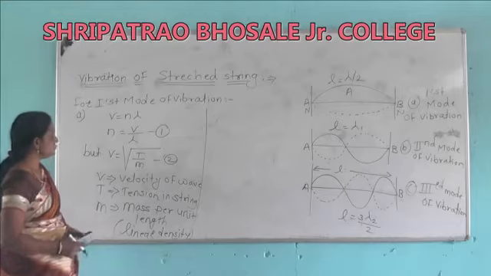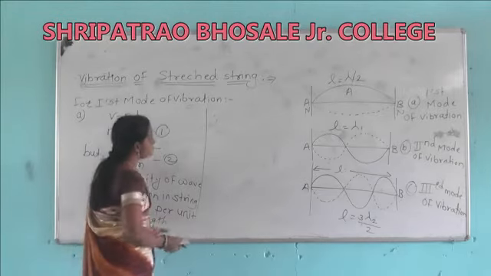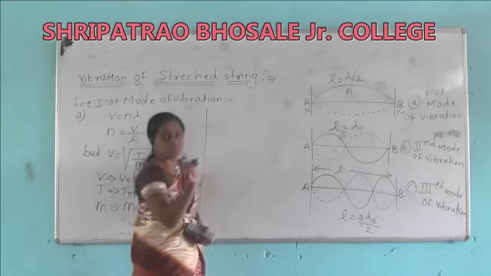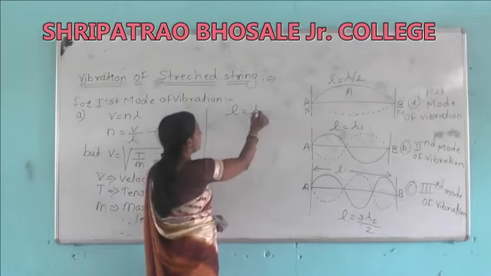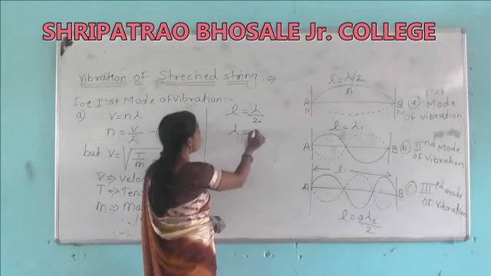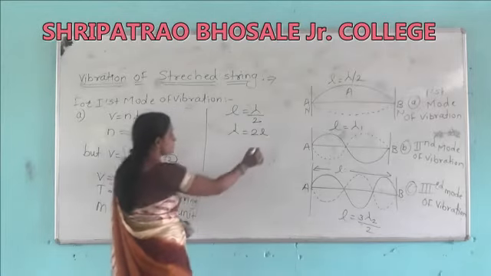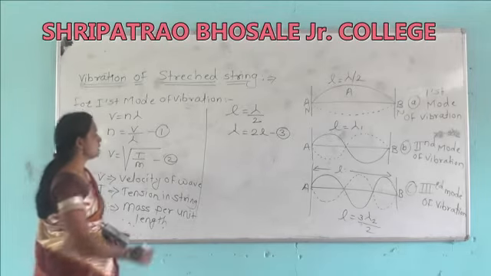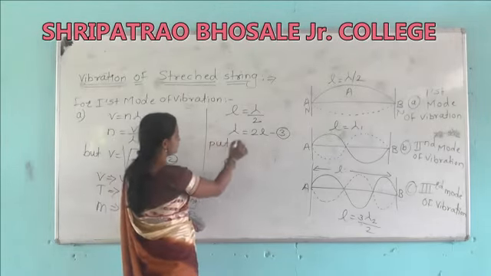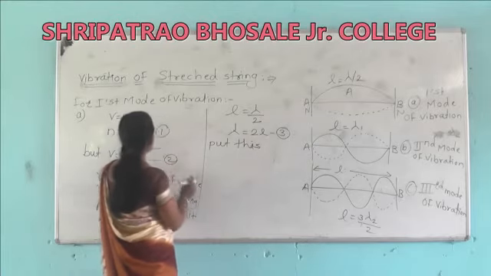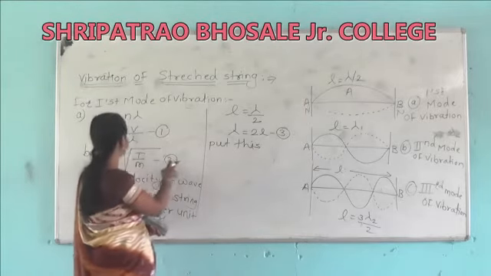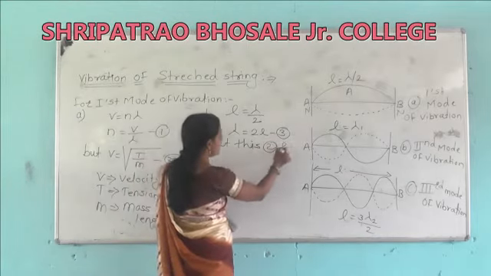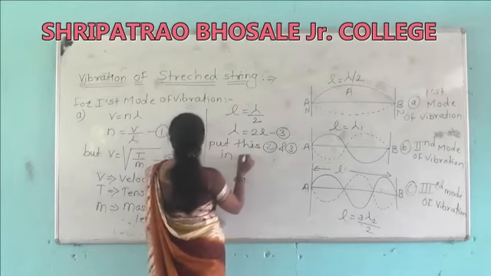Then after that we can discuss the equation here. For the first loop, the distance L is equal to lambda by 2. Lambda is equal to 2L. Say this equation 3. Put this 2 and 3 in equation 1.